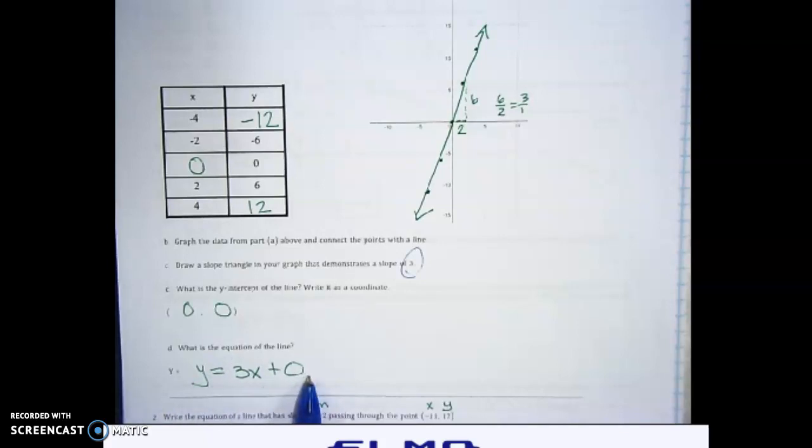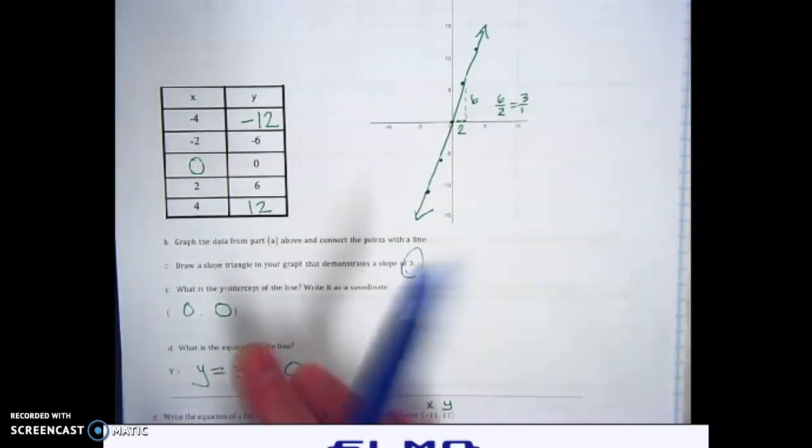It's y equals 3x plus 0. You don't have to write the +0 part. You can just write y equals 3x.